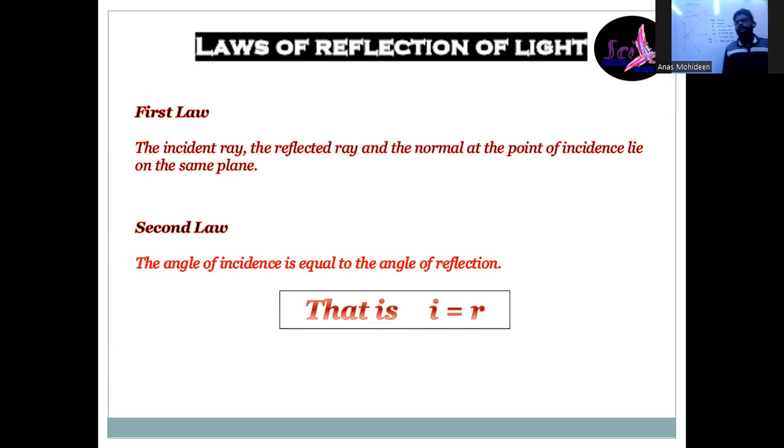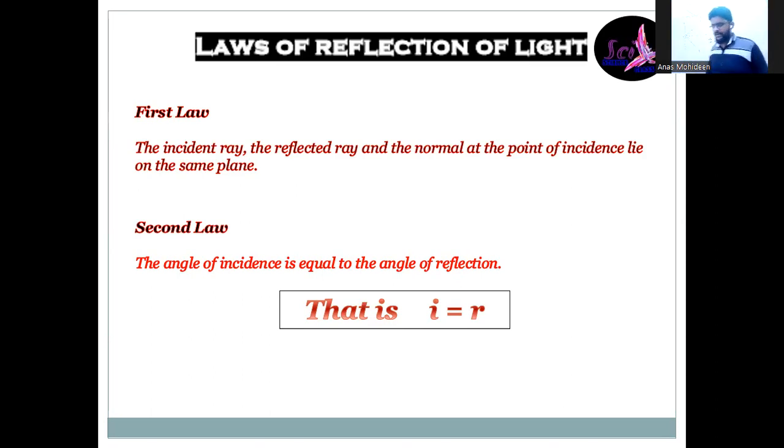Right. Can you tell me what the two laws are? The incident ray, the reflected ray, and the normal at the point of incidence lie in the same plane. Second one: the angle of incidence is equal to the angle of reflection. I is equal to R.